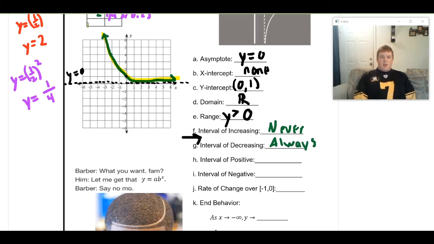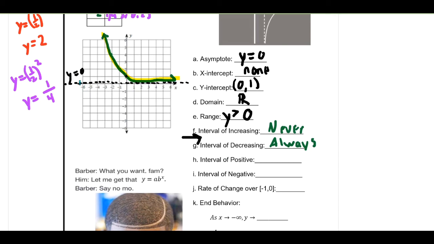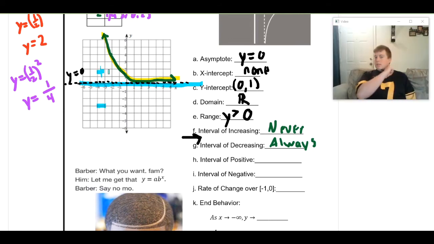All right, looking at interval of positive and interval of negative again. Again, that is based off of our x-axis, when we're above or below it. If we are above it, we are positive. If we're below it, we're negative. In this graph, we are always above it, so that means we are always positive and never negative.